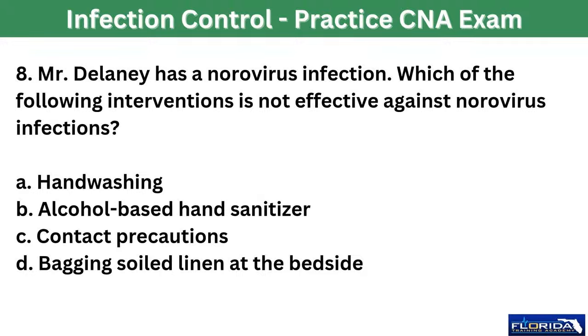Number 8, Mr. Delaney has a norovirus infection. Which of the following interventions is not effective against norovirus infections? A, hand washing, B, alcohol-based hand sanitizer, C, contact precautions, or D, bag soiled linen at the bedside. If you don't know what the norovirus is, think of when people get diarrhea and nausea after being on a cruise ship. That's the norovirus usually. So which one is not effective against that type of virus? Virus is the key word.